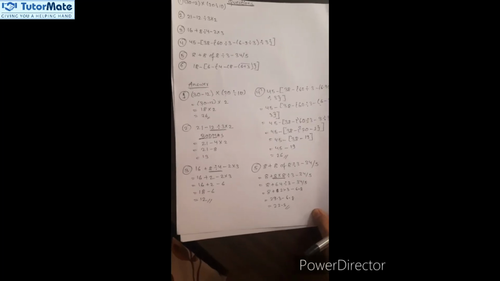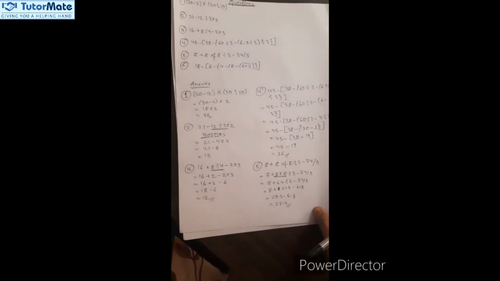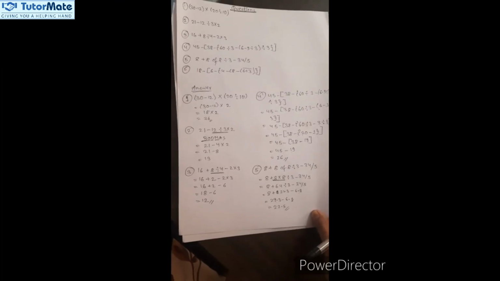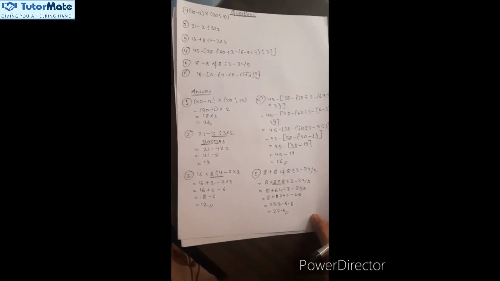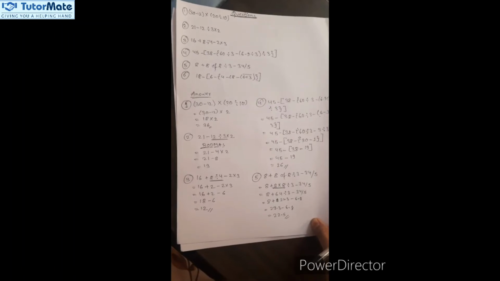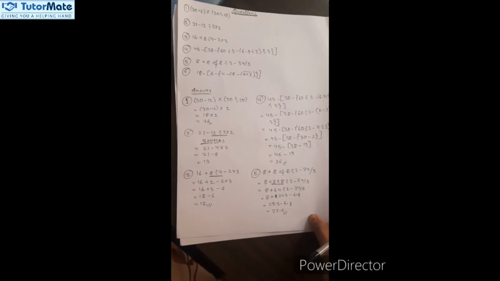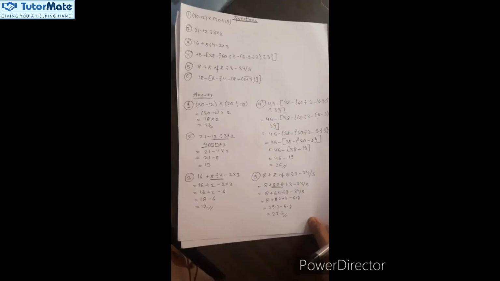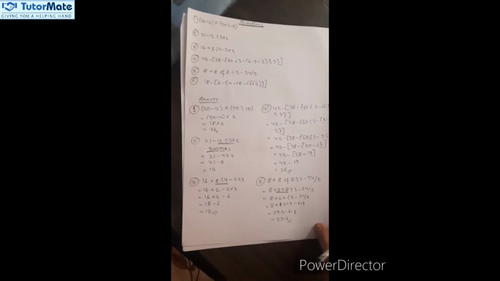First of all, let's see what the question says. 18 minus big bracket 6 minus curly bracket 4 minus small bracket 8 minus small bracket 6 plus 3 bar, small bracket close, again small bracket close, then curly bracket close, then big bracket close.